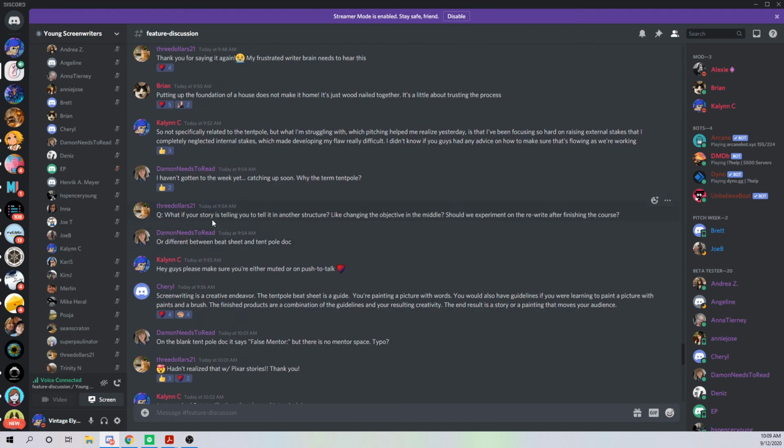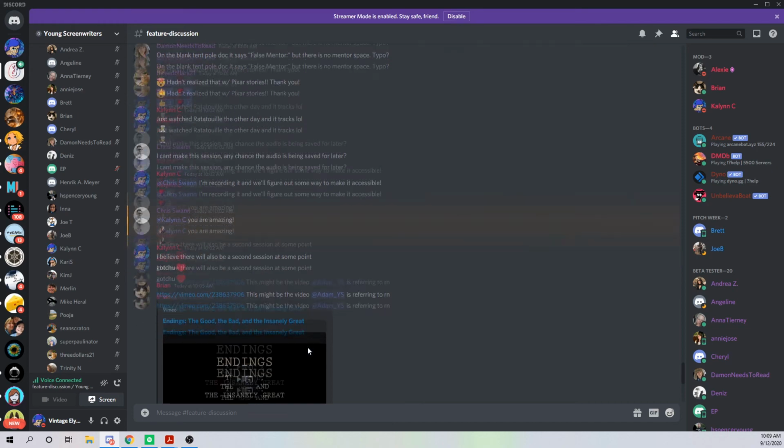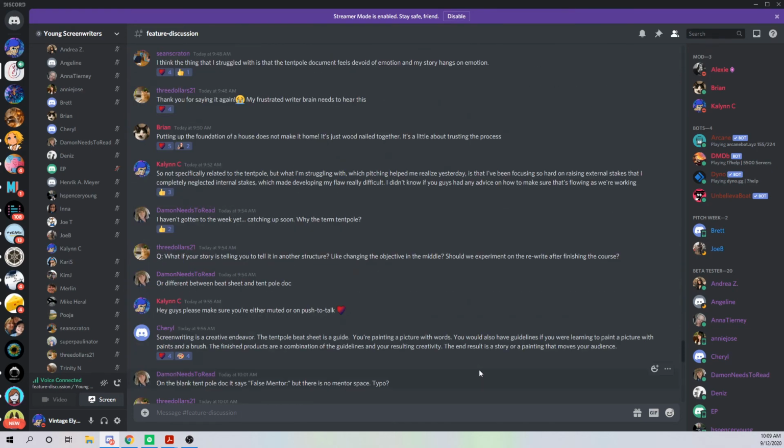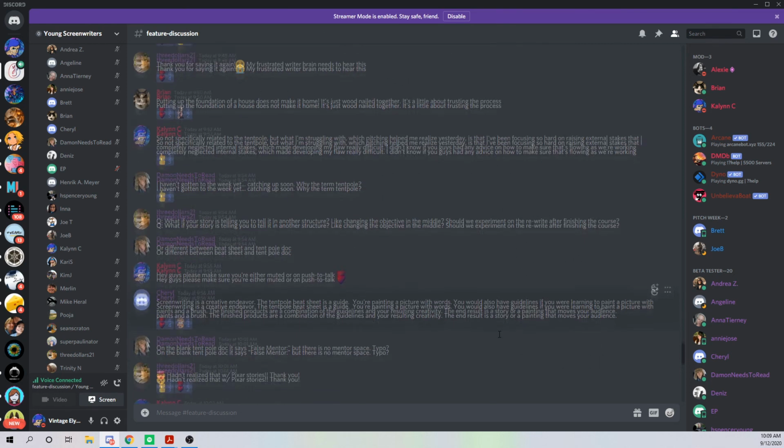On the Tentpole document, it says false mentor, but there is no mentor space. Oh my gosh. Okay, yeah, that is a typo. I need to fix that. It can be a mentor or a false mentor. I will fix it and re-upload it.